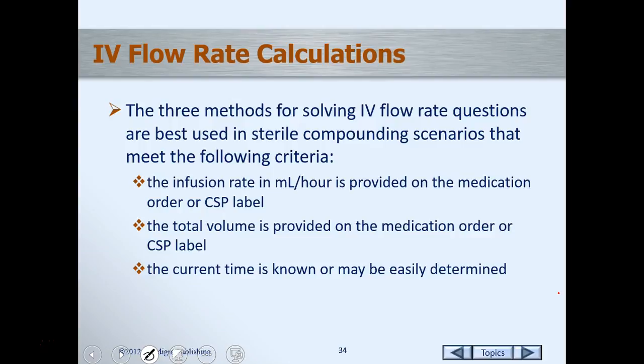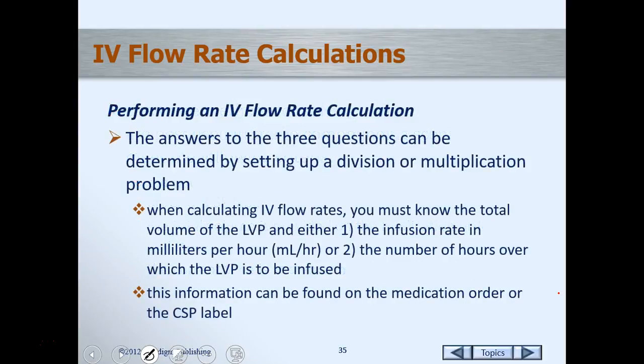There are 3 methods for solving IV flow rate questions that are best used in sterile compounding scenarios. The infusion rate in milliliters per hour is given on the CSP label, along with the total volume provided on the medication order or the CSP label, and the current time. So those are the items that we would need to find out how long this bag will last, or what time we need the next bag. To answer the 3 questions when calculating IV flow rates, you have to know the total volume and the infusion rate, and the information can be found on the label.